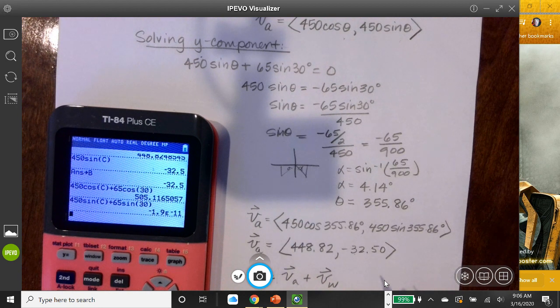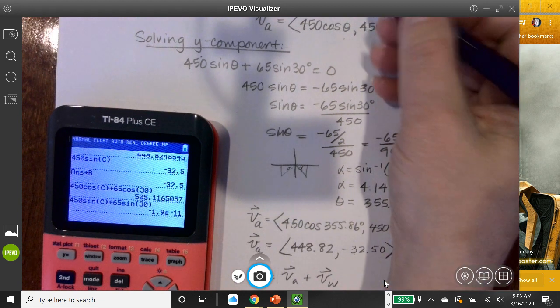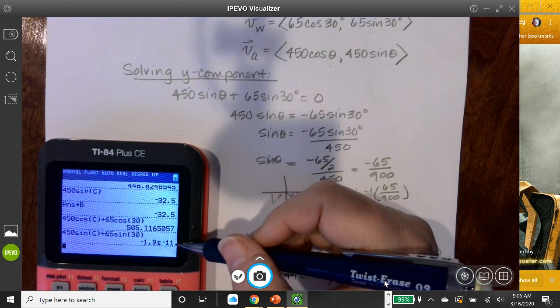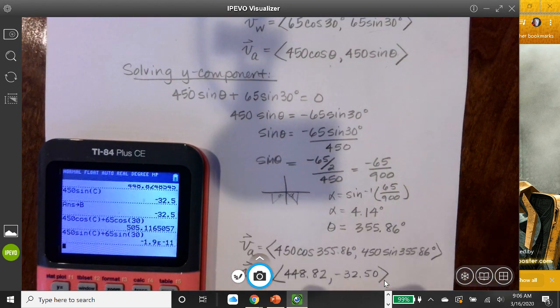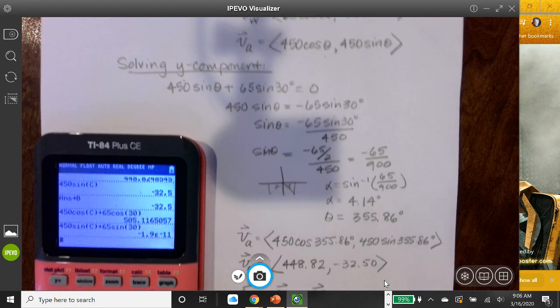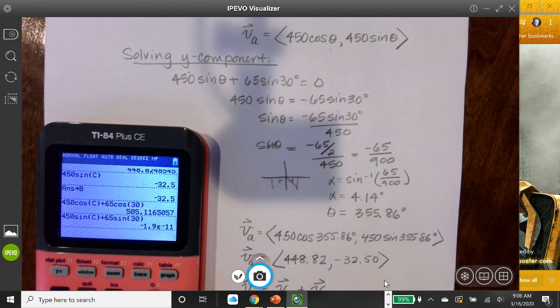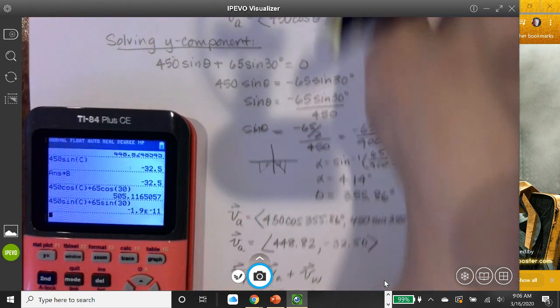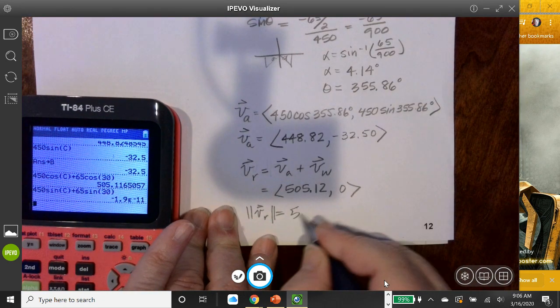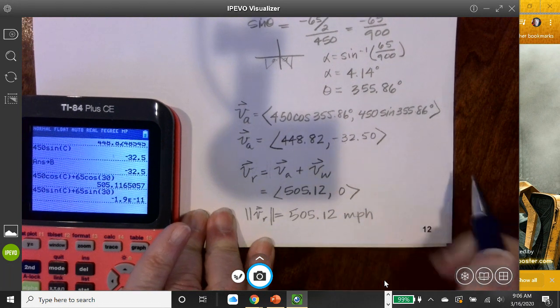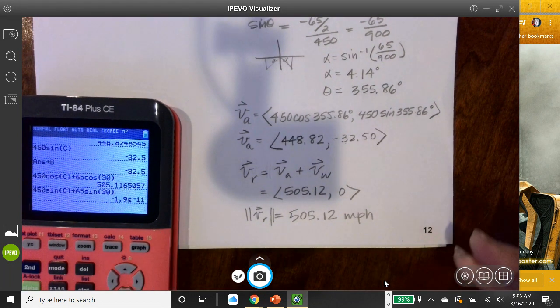Ooh, wow. That's basically 0, isn't it? Which is what we would expect, right? Because we know that this is going to be 0. Because think about how many zeros that is in front of this number. That's 10. So this is essentially 0. So the magnitude of the resultant is 505.12 miles per hour. And we know its direction is due east.